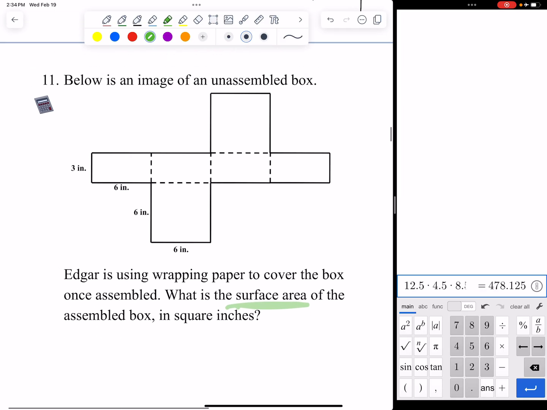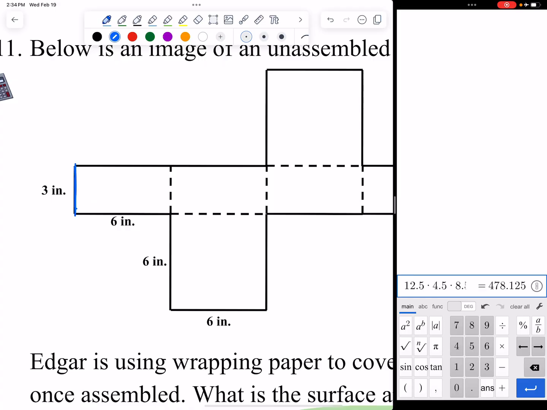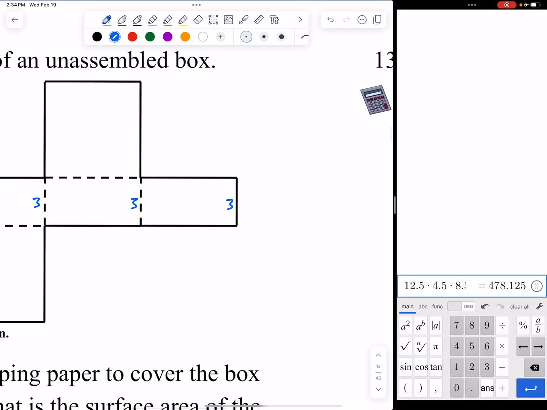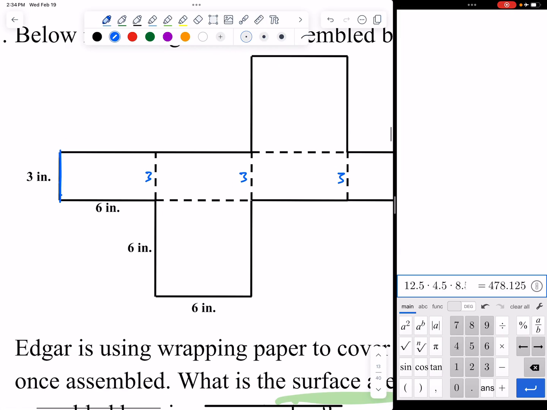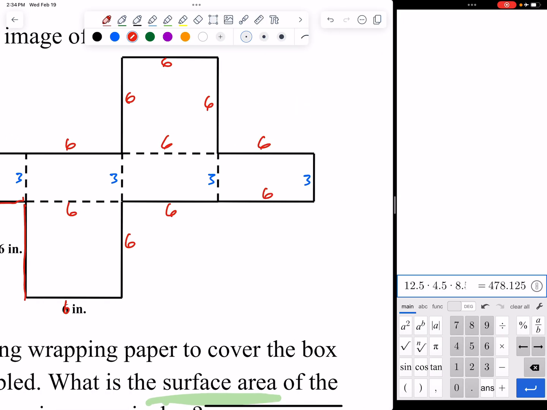So if I look at the box, it looks like I have the same units, okay? So if this is 3, that's 3, that's 3, that's 3, and that's 3. So if that one is 6 right here, then this is 6. And if this is 6, then the opposite side is 6. If this is 6, this is 6, and that'll be 6. And you get where I'm going with this. So that one is 6, 6, 6, 6, 6, 6, and 6.